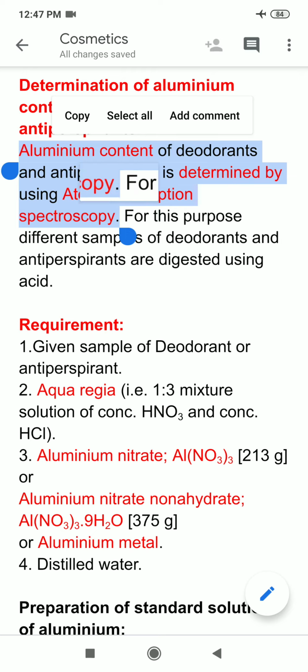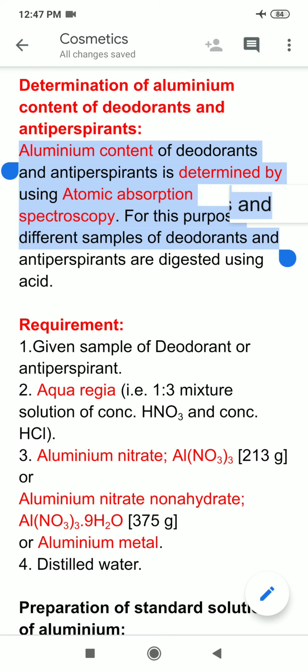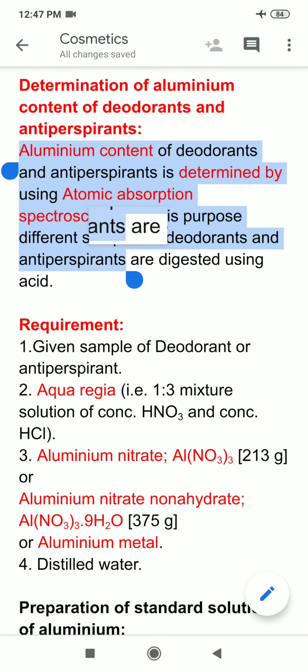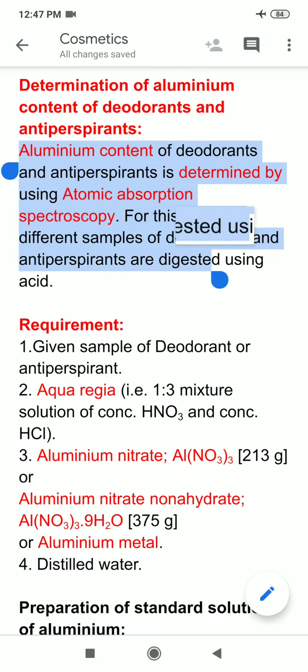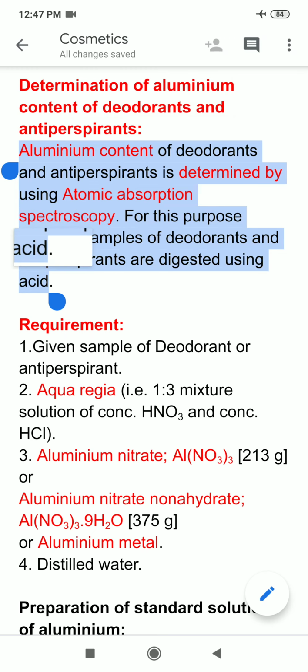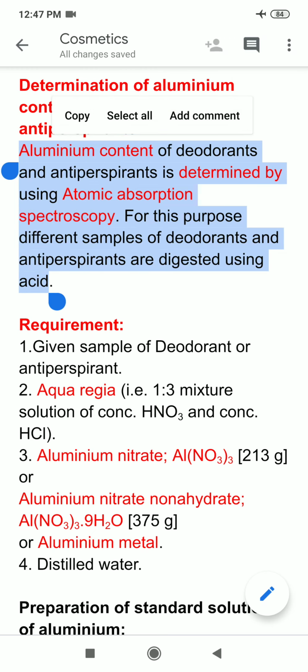So, for this purpose, different samples of deodorants and antiperspirants are digested using a mixture of acids, and in this case particularly aqua regia is used. And what is aqua regia? Aqua regia is a 1:3 mixture of concentrated nitric acid and concentrated hydrochloric acid.